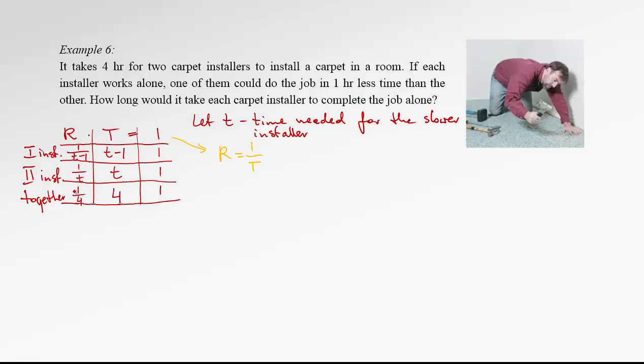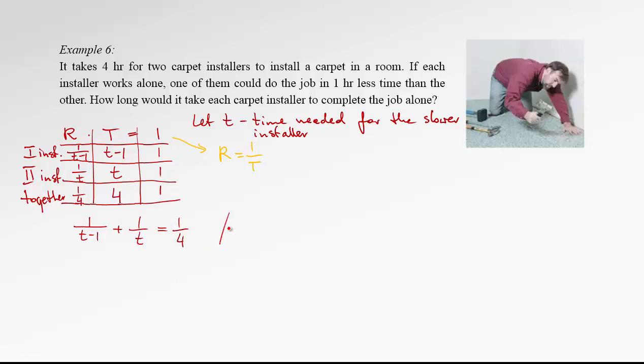In work type of problems, we are comparing those rates. We are adding the rate of the first installer plus the rate of the second installer, which is the overall rate. So that's how we develop the equation. 1 over t minus 1 plus 1 over t is equal to 1 over 4. And now we need to solve this equation.